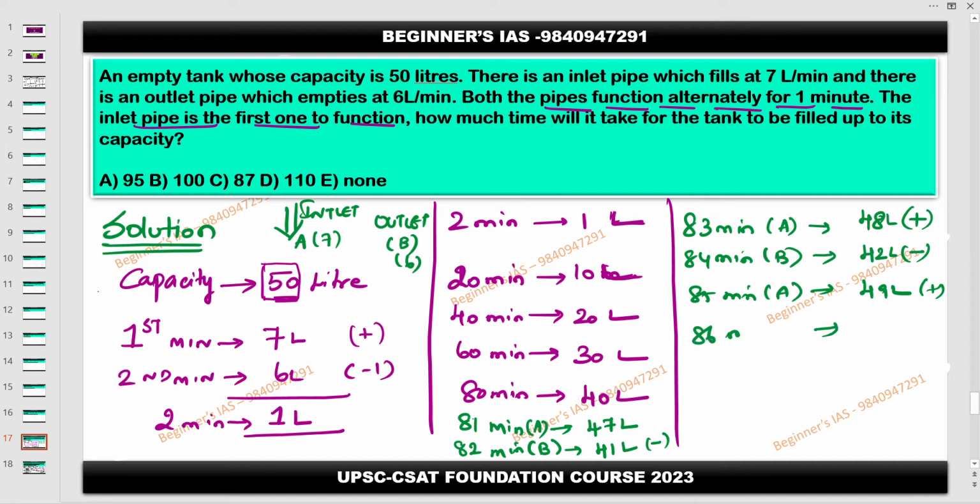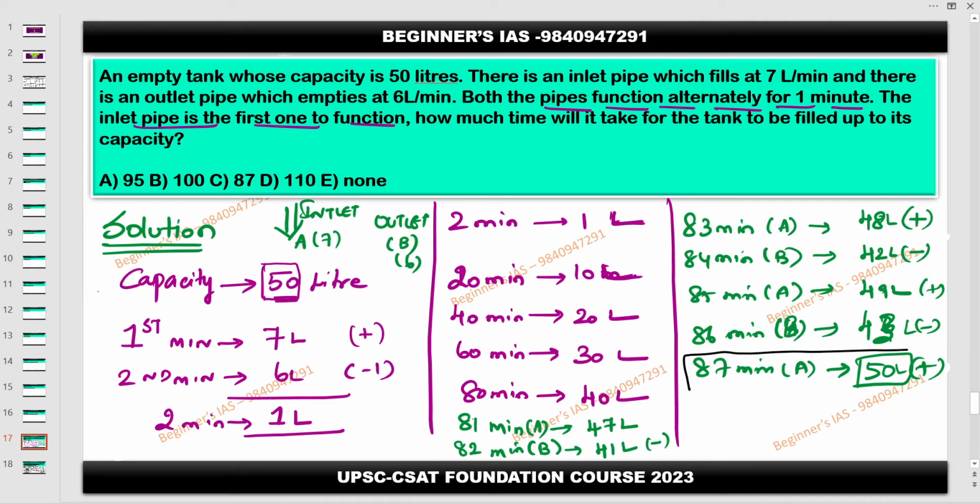Then the 86th minute, B is opened, so subtract 6, therefore 43. The 87th minute, A is opened, with the capacity of filling 7 liters, therefore we attain the 50 liters. Understanding everyone? So the answer is 87 minutes. I have done this very briefly for you people. I think everyone is clear.